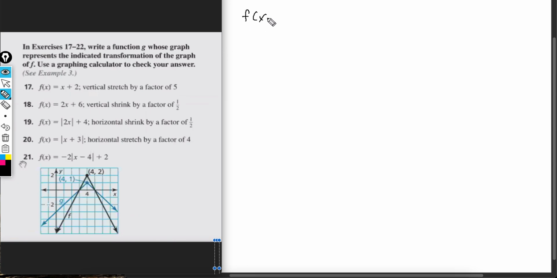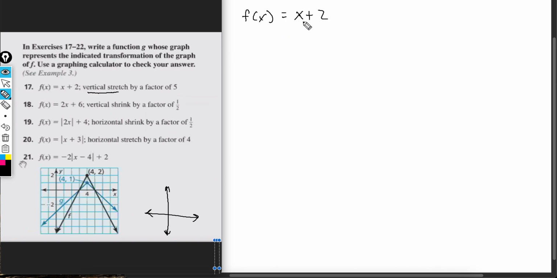So check this out. f of x equals x plus 2. Now, here are my words. It says vertical. So really quick, I gotta make sure you guys understand this. Vertical, horizontal, right? Vertical's up and down, horizontal's left and right, right? Cool, just gotta make sure. So, f of x equals x plus 2. Now we're doing a vertical stretch by a factor of 5.